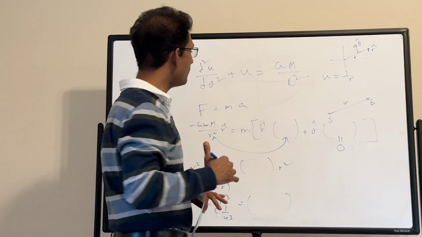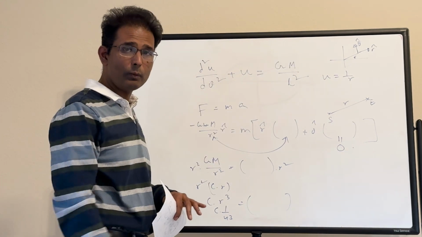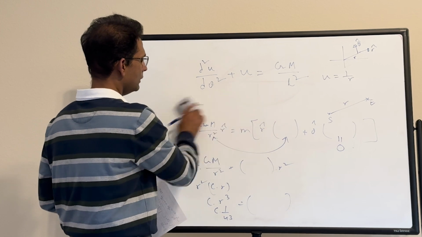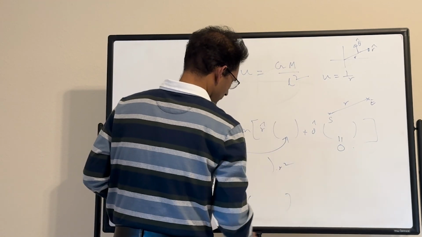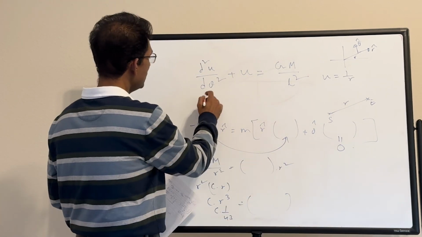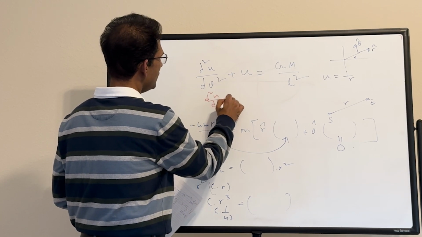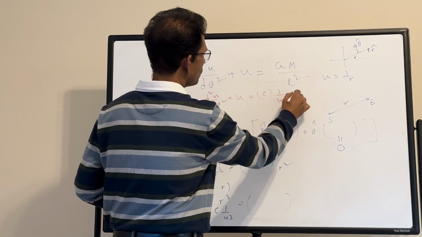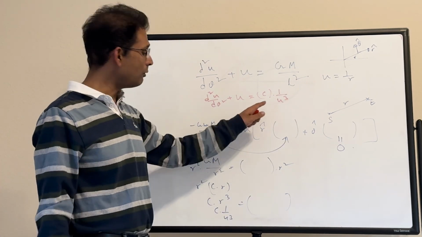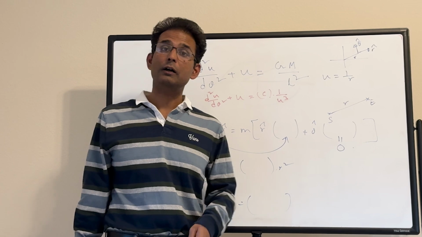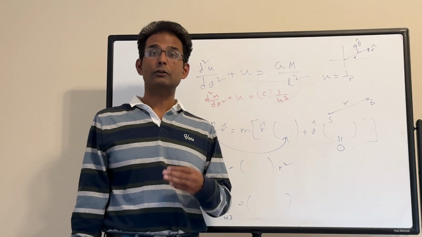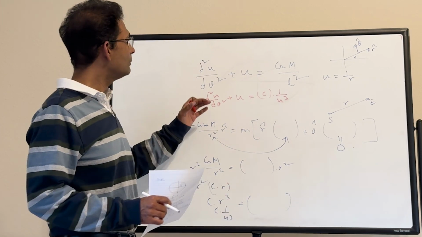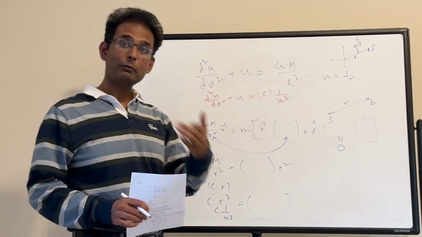So for today's problem, the equation from the last time should change a little bit. So the equation would look something like this: d2u d theta squared plus u is equal to a constant times 1 over u cubed, if our force varies proportionally to the distance from the center, as Newton claimed that it should. So we can check this. That's what I'm going to do today.